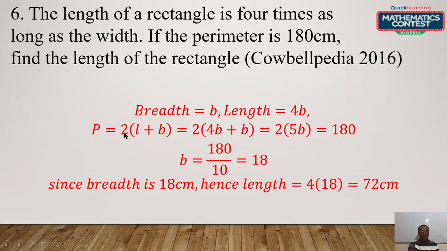From our formula, which is 2 into bracket length plus breadth, our length is 4B and our breadth is B. 4B plus B will give 5B. We're told that the perimeter of this rectangle is 180, so 2 into bracket 5B equals 180. This gives us 10B. So B is 180 divided by 10, which is 18. So the breadth is 18, but the question is asking for the length. Since the length is 4 times the breadth, the length will be 4 times 18, which gives us 72 centimeters.